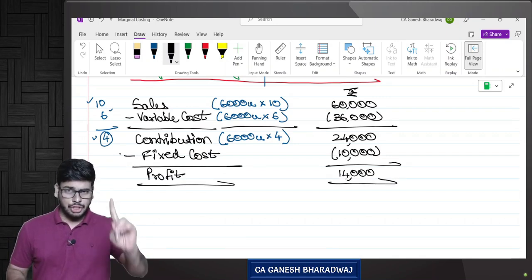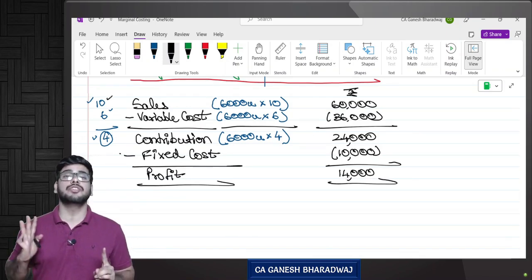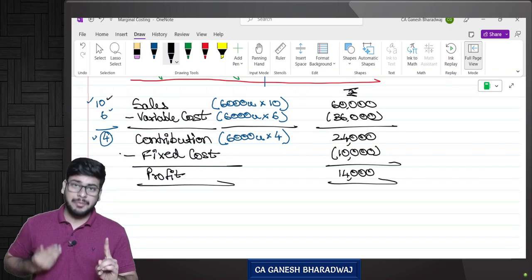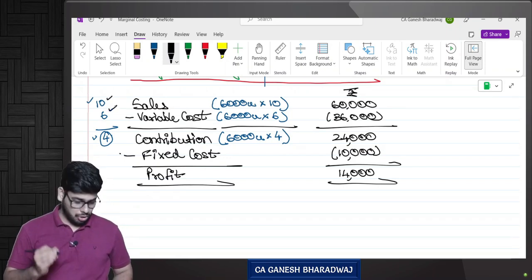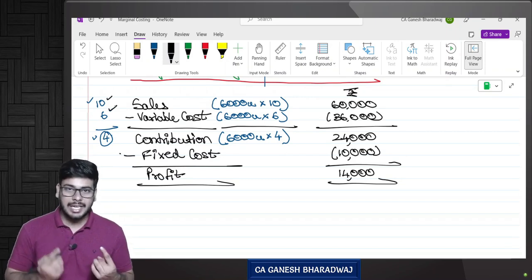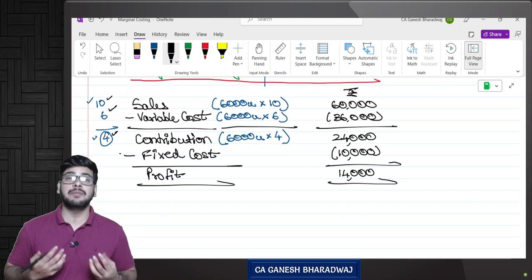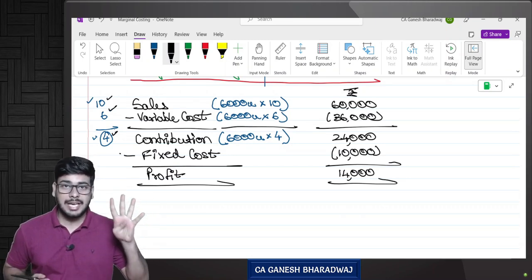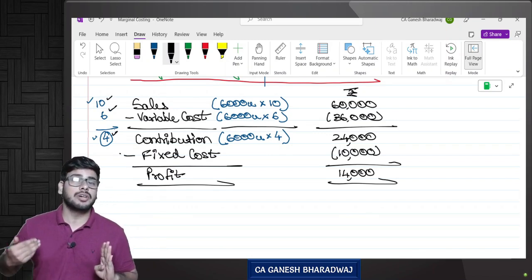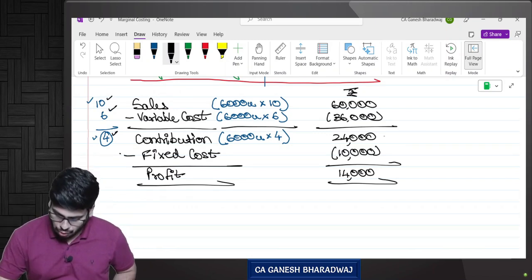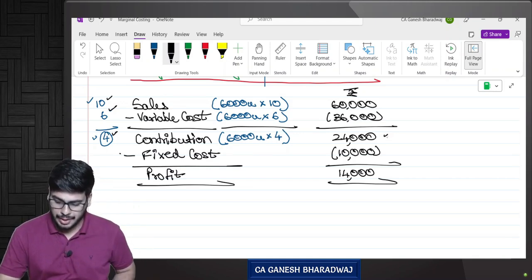Right? So every time I sell a particular unit, it generates a variable revenue of 10 rupees. For me to generate that revenue, I incur a variable cost of 6 rupees. So technically, every time I sell a unit, I generate a variable profit of 4 rupees. Now, is this the final profit? No, because I have not yet adjusted my fixed cost. So my total contribution is 6,000 units sold into 4, which is 24,000.